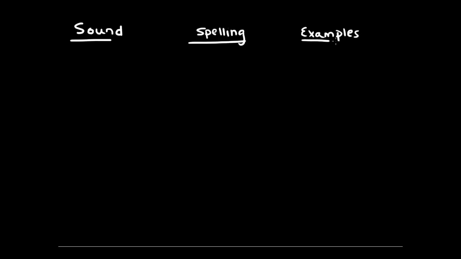Write out sound, spelling, and examples. The first consonant is the R sound, R, R. So let's write it out. R. With Spanish, it can be spelled with R or double R.